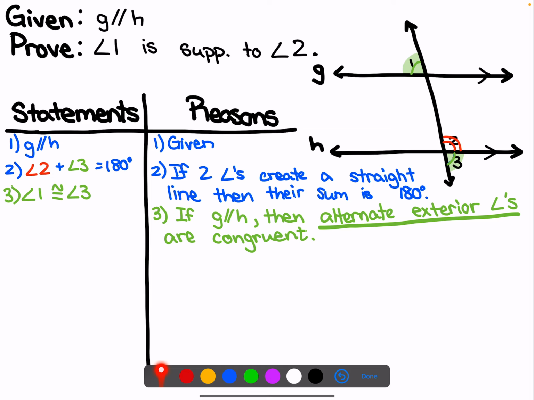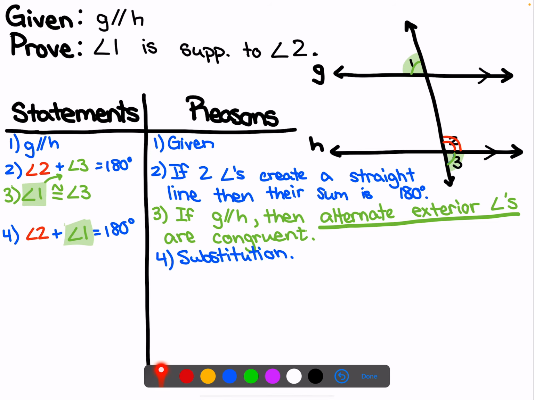exterior angles are congruent. From here, well, angle 1 and angle 3 are the same, so I'm just going to replace angle 3 with angle 1. So I can now say angle 2 plus angle 1 equals 180 degrees. And that's just by substitution. I just substituted in angle 1 for angle 3.